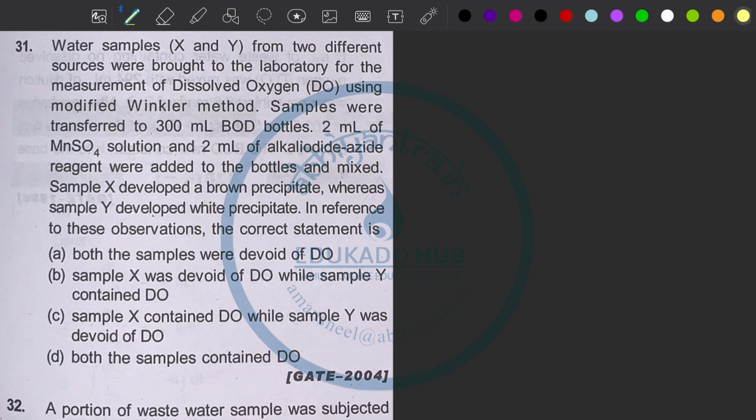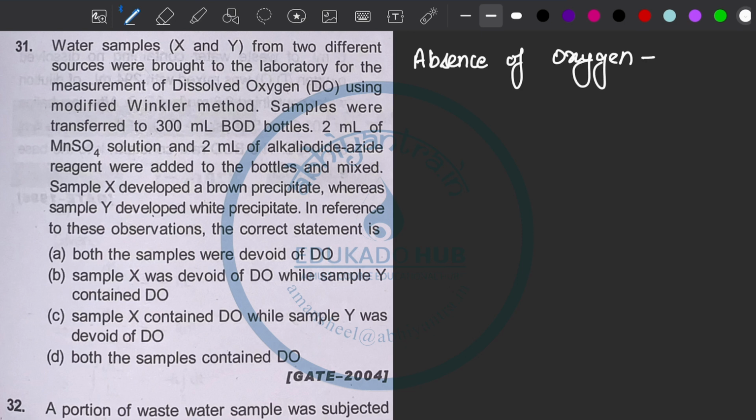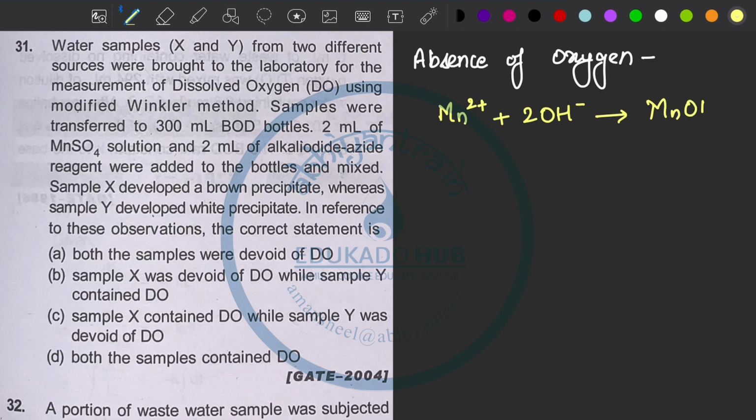So for this we should know one thing, that in absence of oxygen, we get a reaction of MnSO4. This Mn2+ ion will react with 2 hydroxide ions and will give Mn(OH)2. It is a precipitate and it is of white color.